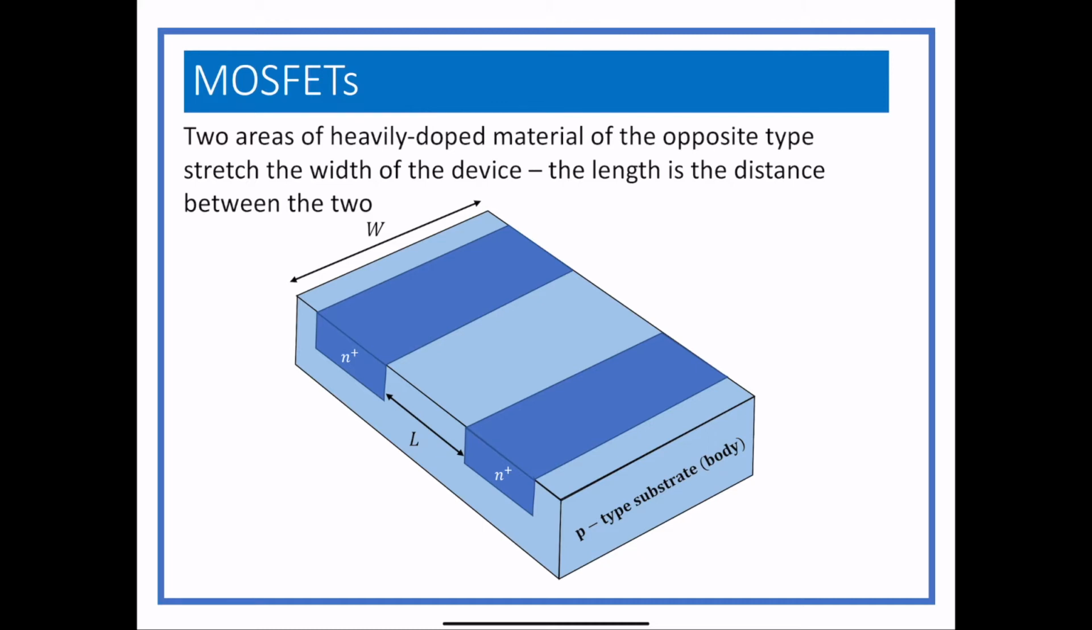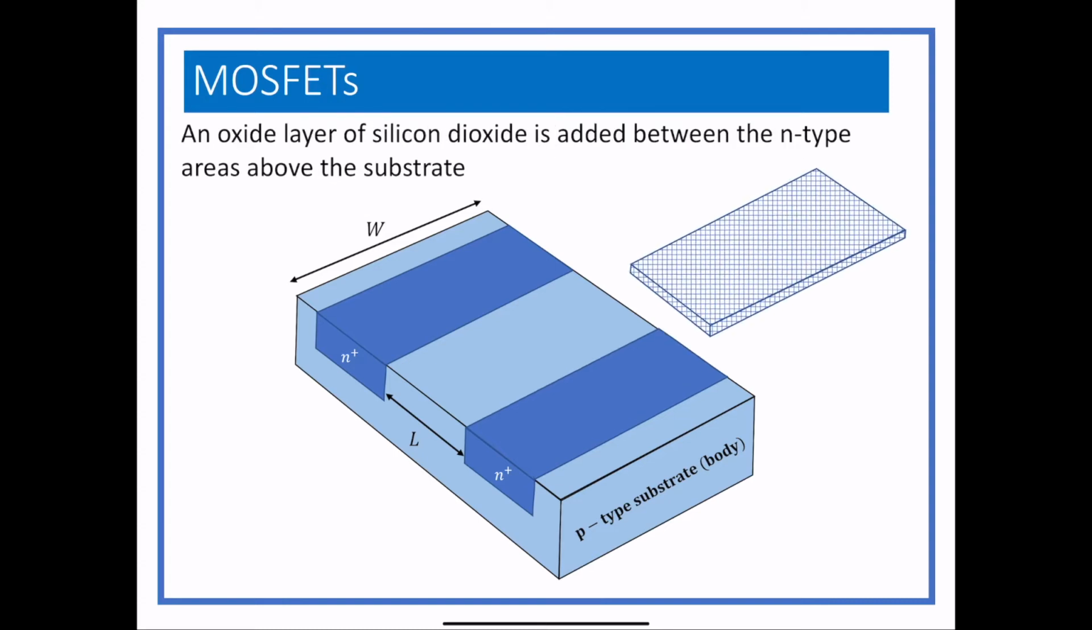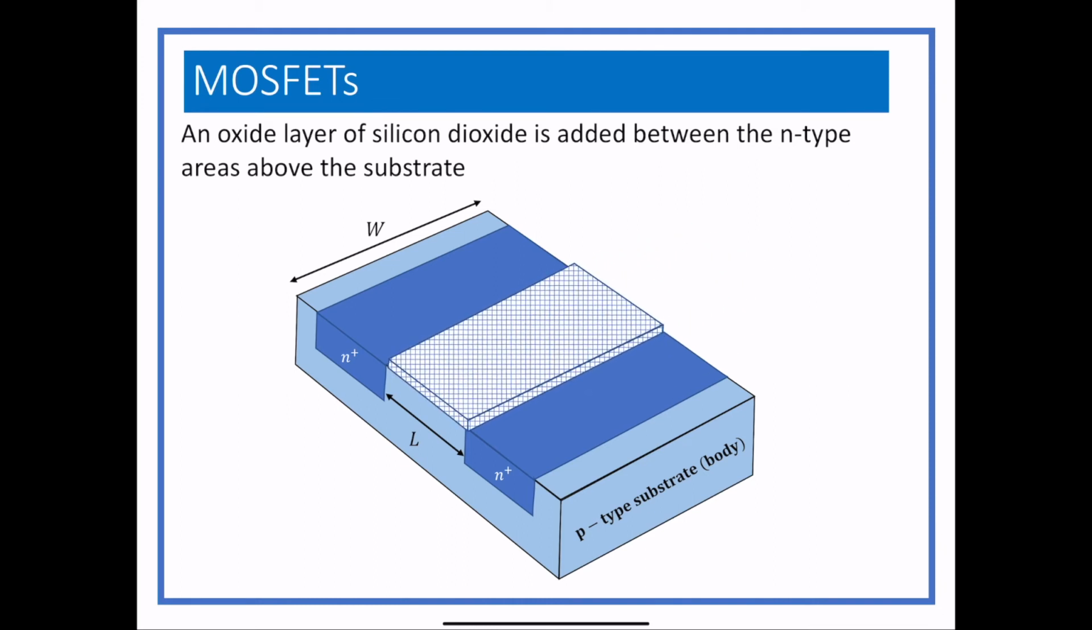So it's not the entire length of the device, it's just the length between the 2 areas that are more heavily doped. So we have width and length and 2 heavily doped areas that are opposite from the P-type material. Then what gets added is a layer of silicon dioxide, and that goes on top of it.